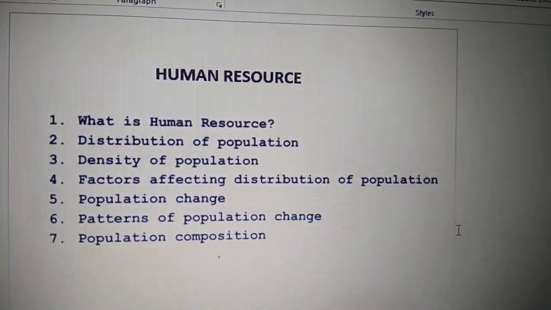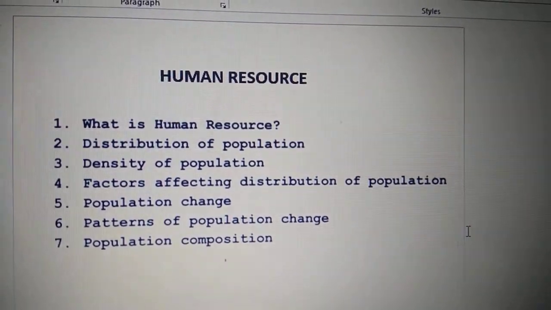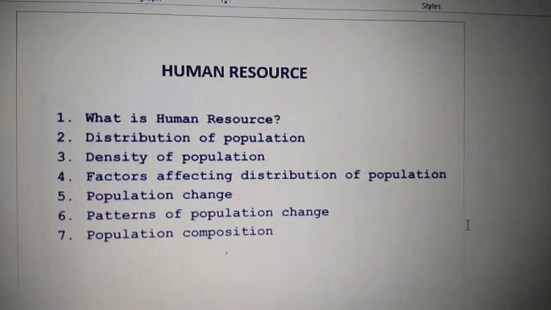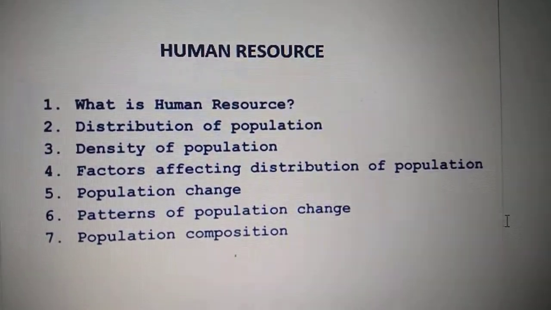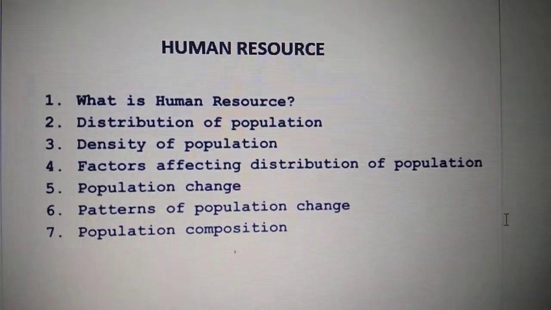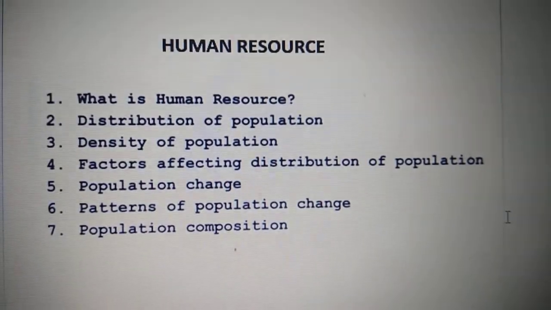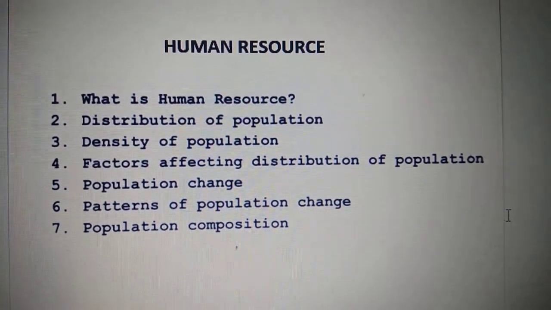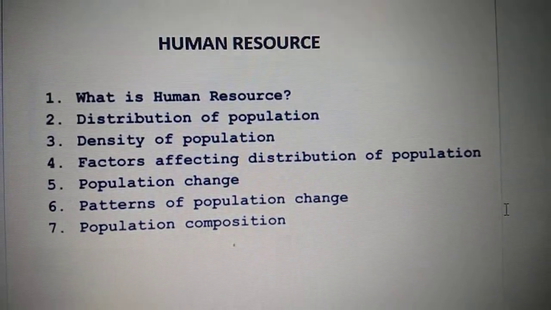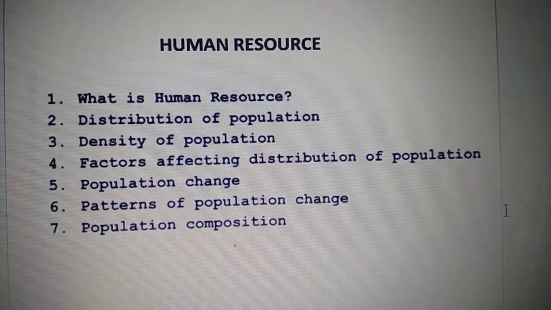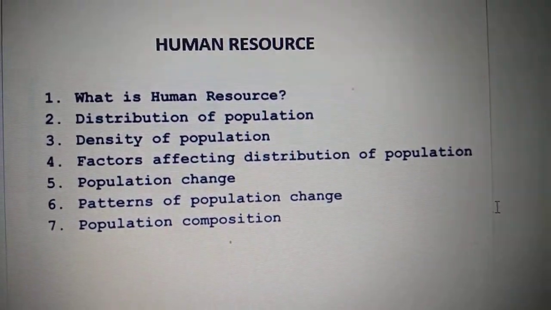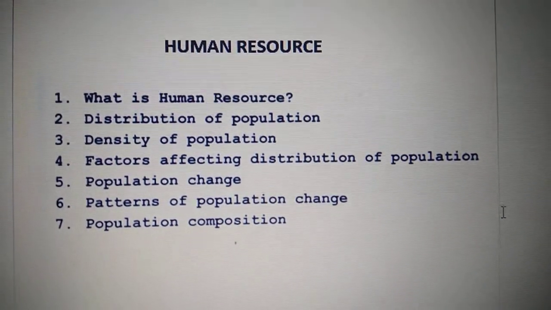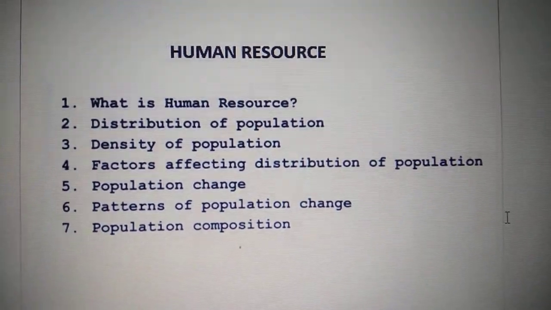Then we'll start with a new chapter of geography, that is human resources. And let us see what we are going to study in this chapter. We will see what is human resources. We will see the distribution of population, density of population, factors affecting distribution of population, then population change, and the patterns of population change, and finally we'll see population composition.